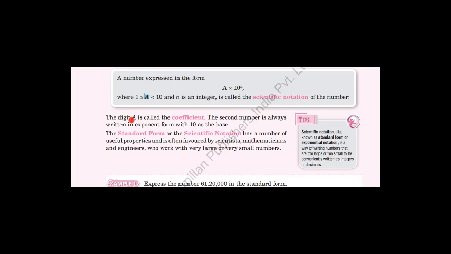Now here the digit a is called the coefficient, and the second number is always written in the exponential form with the base 10. Always we will be selecting the base as 10. The standard form and the scientific notation are one and the same thing, used by scientists, mathematicians and engineers when they are working with very large or very small numbers. Scientific notation, also known as standard form or exponential notation, is a way of writing numbers when they are too large or too small, so that they can conveniently be written instead of in integer or decimal form.